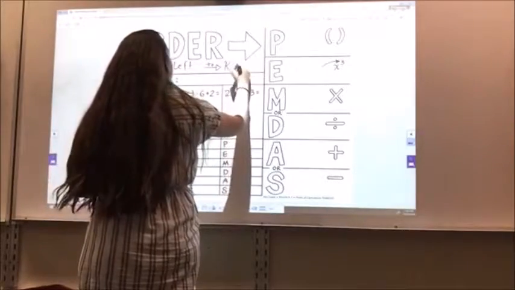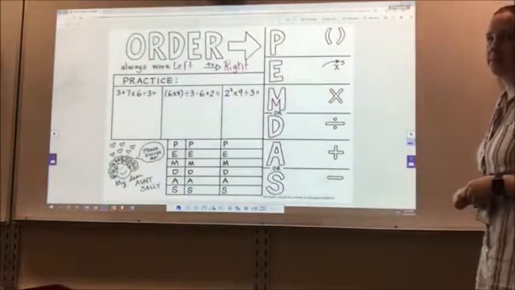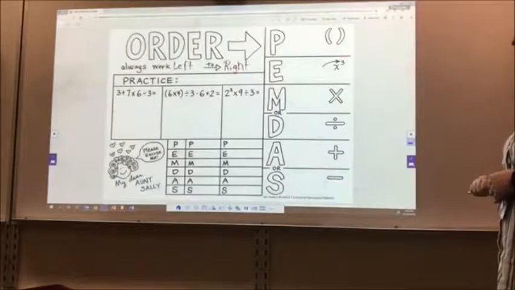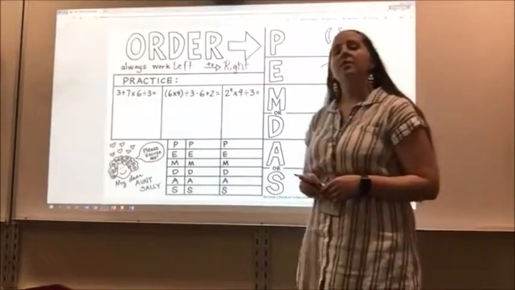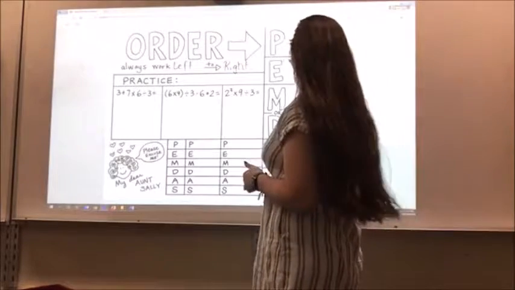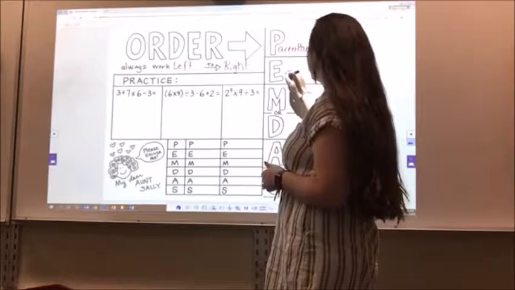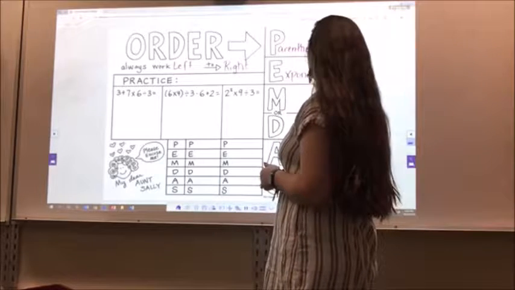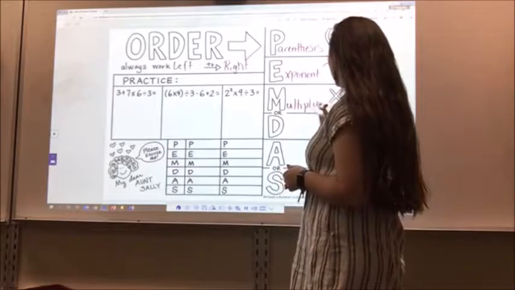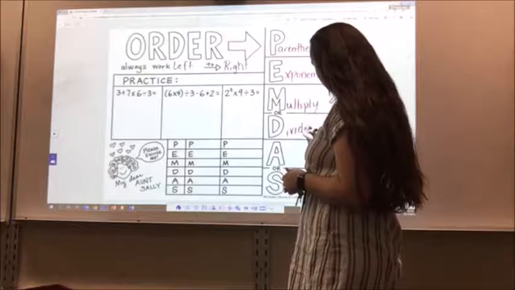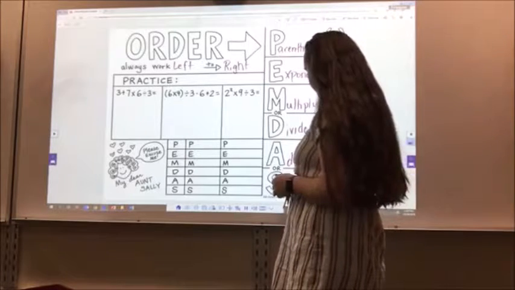Okay, so when we're dealing with order of operations, you always want to go from left to right. Now normally we have a mnemonic device, which is, please excuse my dear Aunt Sally. So P stands for parentheses. X is for exponent. M is for multiply. D is for divide. A is for add or addition. And S is for subtract.